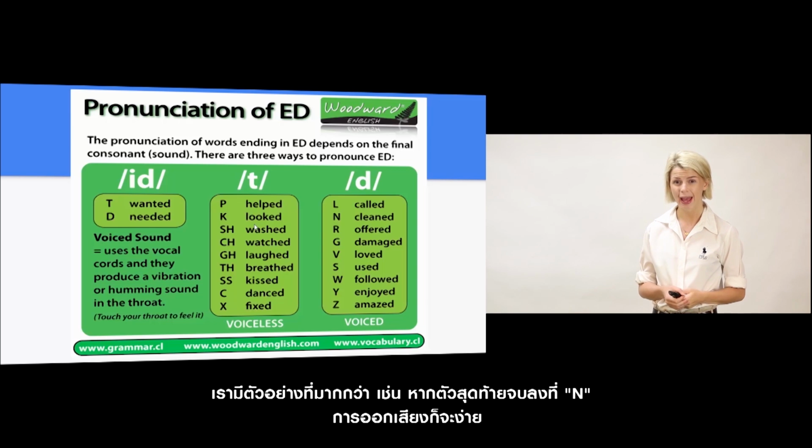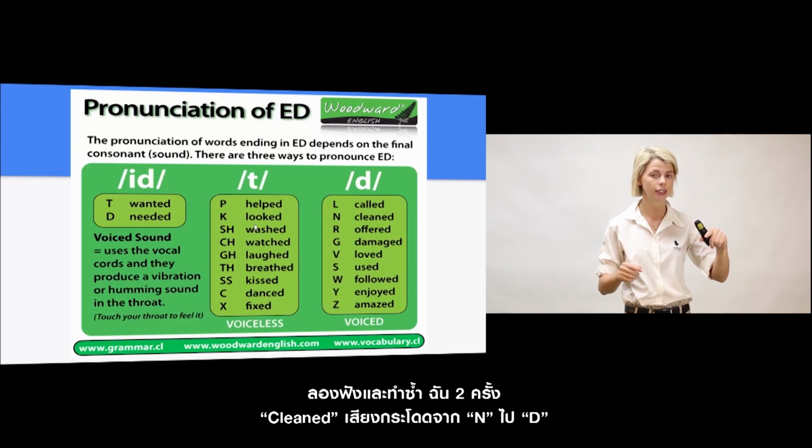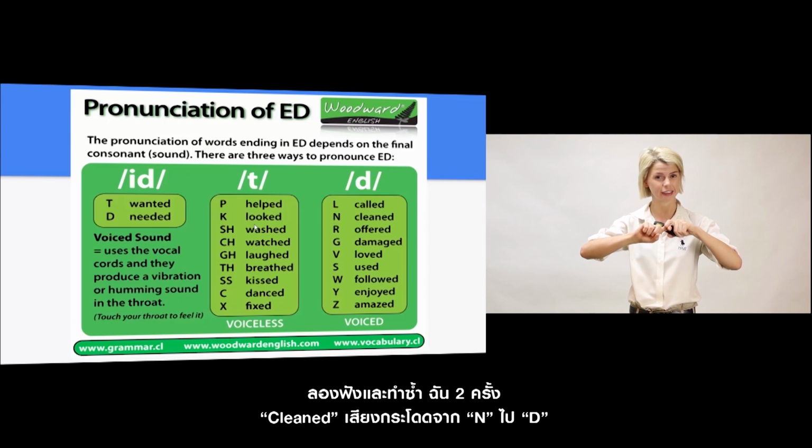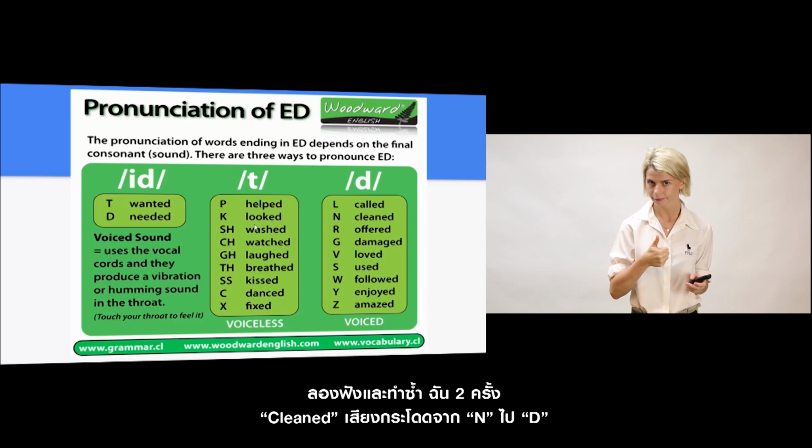If your verb ends in N, N sound, again, it has a simple D pronunciation. Cleaned. Let's listen and repeat. Me 2 times, you once. Cleaned. Cleaned. Can you hear how the N jumps to the D and they are together? Not "clean-ed." Cleaned is correct.